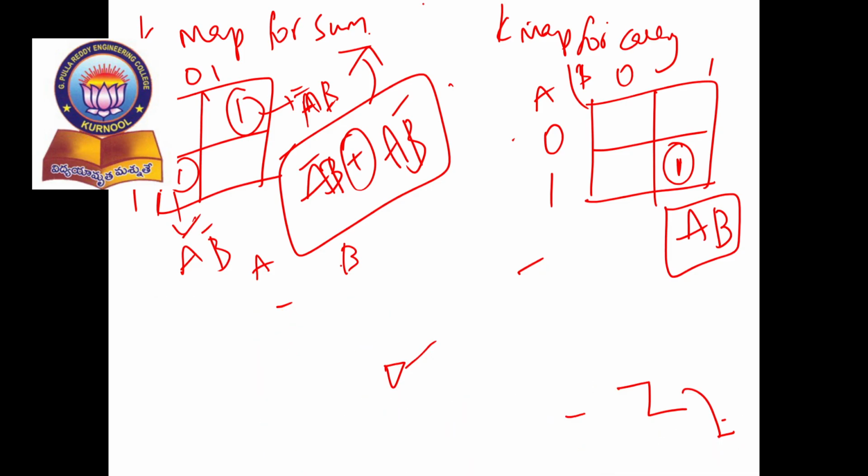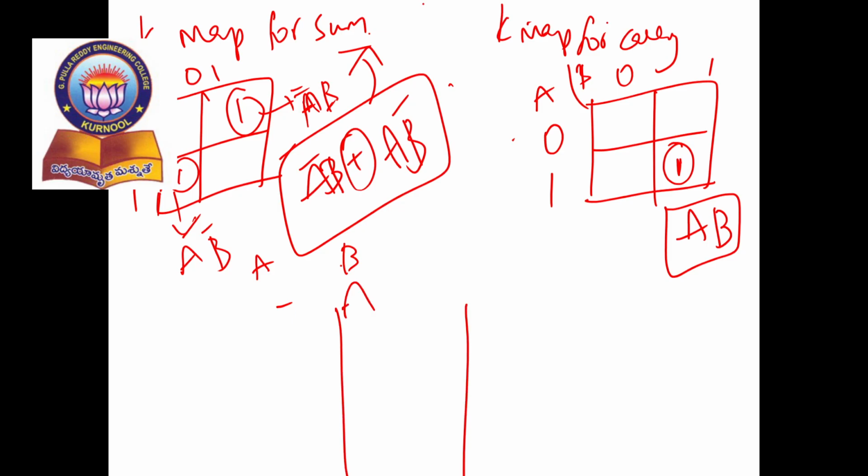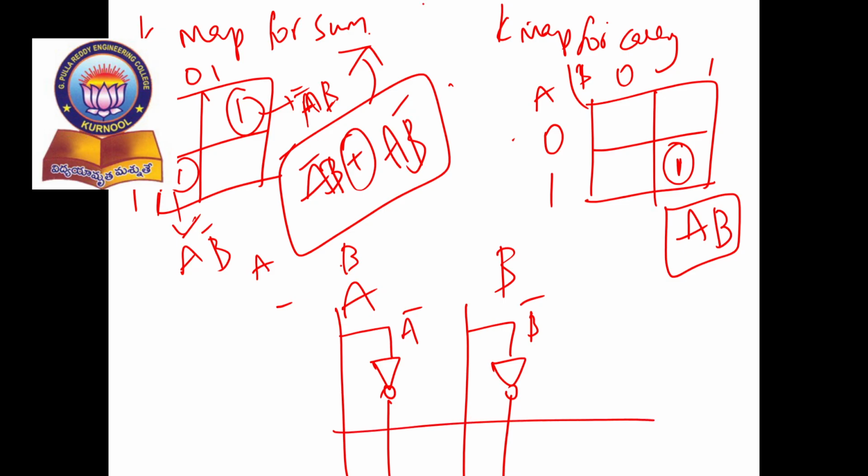So for carry we are having only A and B. So input, that is A and B. You can also draw, actually A bar is not there, but still we are writing, this is A bar and this is B bar. And the logic diagram for carry is from A, and this is B, and draw the gate, and this is the Y for the carry.